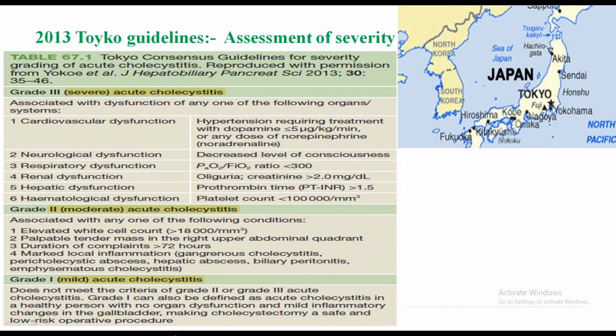If any of the following are present, it is called moderate: elevated white cell count more than 18,000, palpable tender gallbladder, duration of complaints more than 72 hours, or marked local inflammation or gangrene. Grade 1 is when there is mild acute cholecystitis, which does not meet the criteria of grade 2 and grade 3, and can be defined as acute cholecystitis in a healthy person, and in this cholecystectomy can be safe.